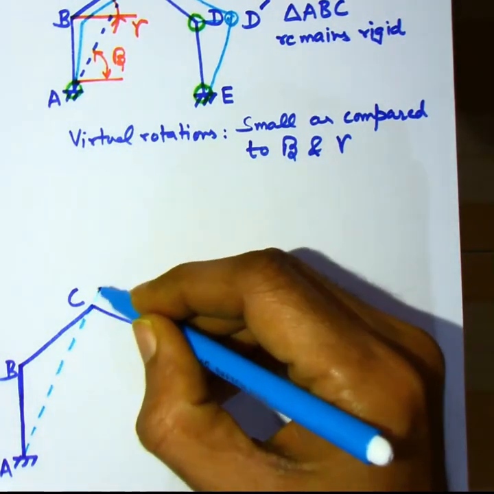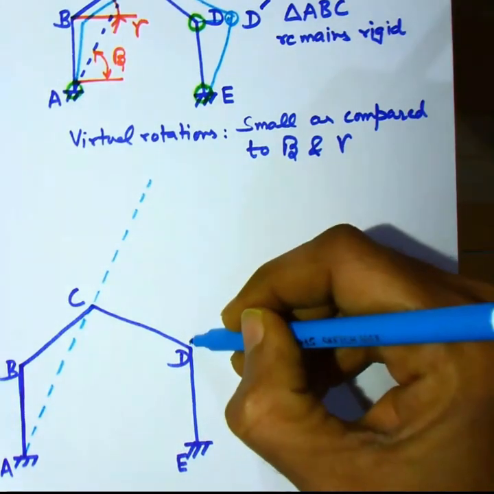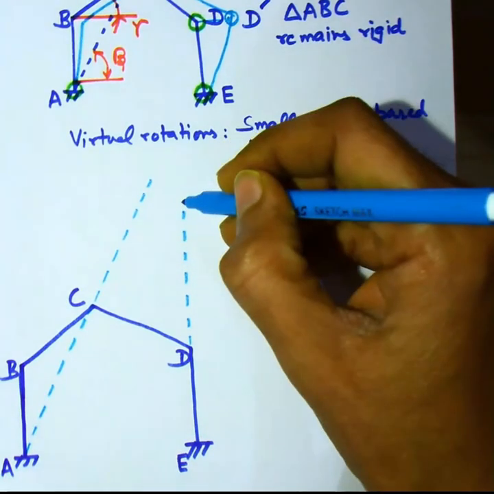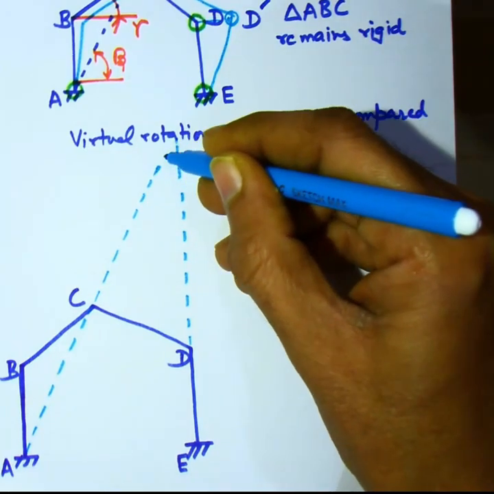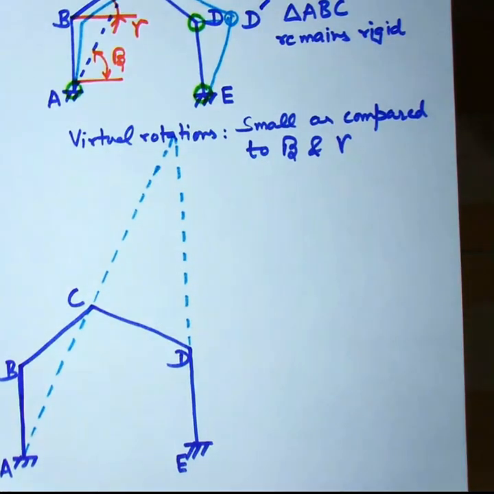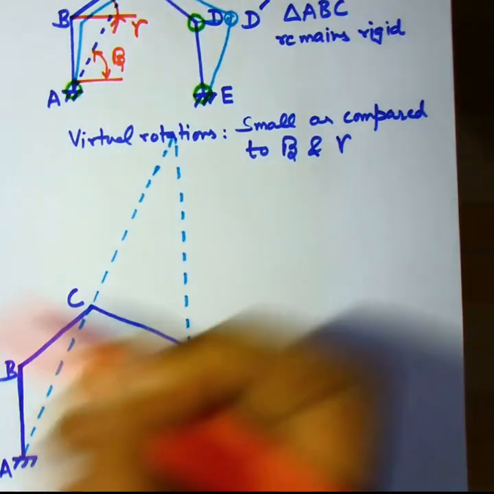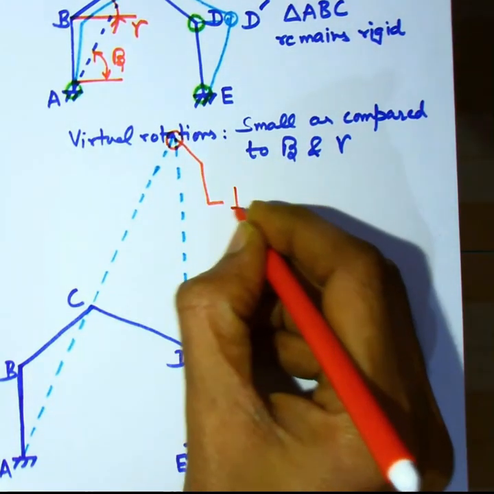We extend AC and also extend ED such that they meet at I, which is the instantaneous center of rotation. Just note that this is different from the instantaneous center of rotation considered in the beam column mechanism, where we were extending BC. Now we are extending AC instead of BC.